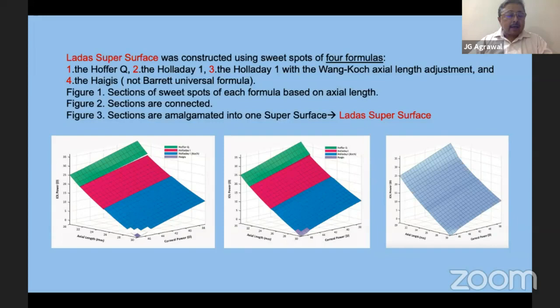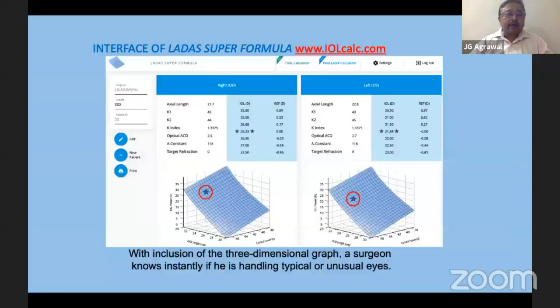But the Barrett Universal formula is not included. Here, the sweet spots are first collected from each formula, then they are connected to each other. And lastly, as shown in the slides, they are amalgamated to get the one surface that is the LADAS Super surface. This is the interface of the LADAS Super formula.